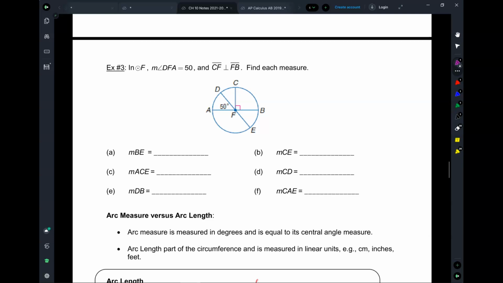Okay, so here in circle F, measure of angle DFA is 50, CF is perpendicular to FP, and we need to find each of the measures here. So we need to find these arc measures. Let's put the arc symbol. All right, so arc BE. Notice this and this are vertical angles. That's 50 degrees. So that's from chapter 1 or 2, and it's always here to stay. So that's 50 degrees.